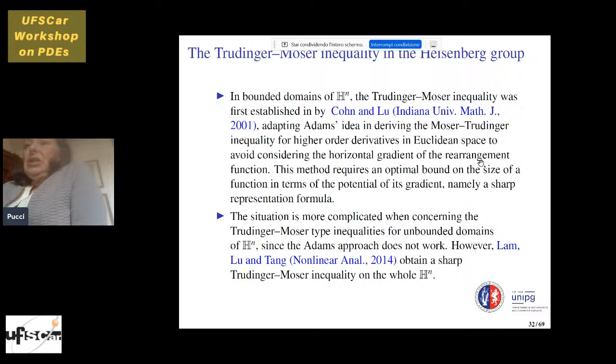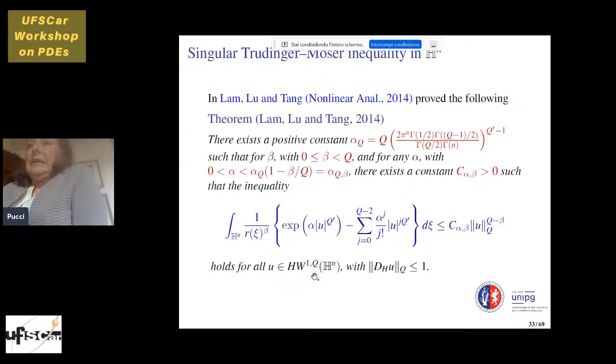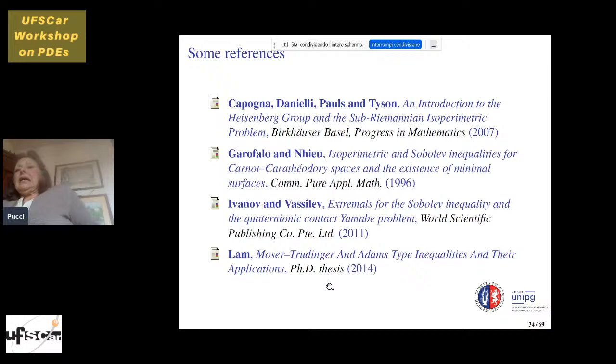The situation is more complicated when we are in unbounded domains in the Heisenberg group, and the Adams approach does not work. So this is a very recent paper by Lam, Lu and Tang, obtaining a sharp Trudinger-Moser inequality in the entire space. And here, as I repeated, there is this alpha_Q, and there is also, as you remember, the Korányi norm, so this is a type of Hardy weight, and so it's a very general situation. There are several contributions, and I cannot give all the contributions in the subject, but this is a very interesting problem.